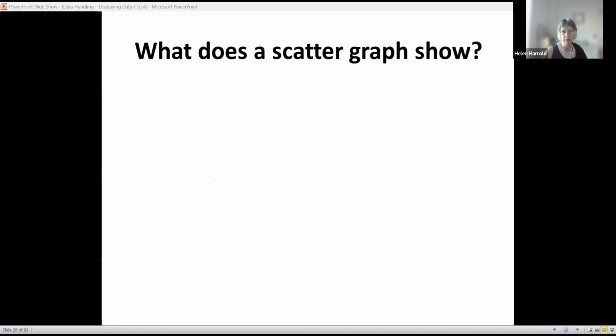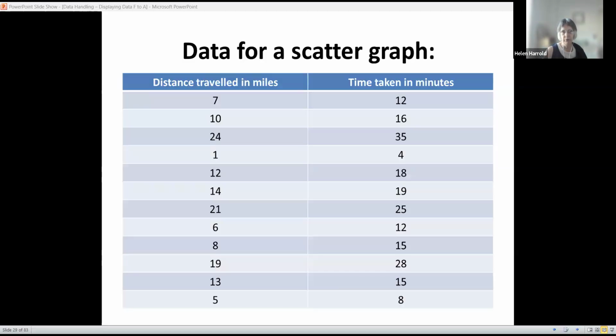Okay, scatter graphs. So you would put everyone's internet. Everyone keeps flying out of the room and then being in the waiting room. Everyone's internet's dodgy this morning.